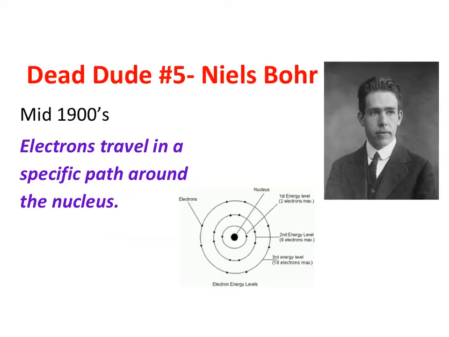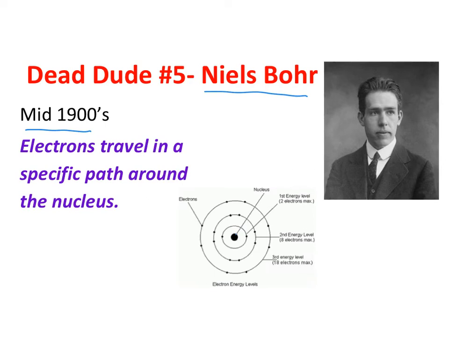All right, now in the mid-1900s, we have Niels Bohr. So all of this is happening really within 100 years, so we have a very rapid development in our atomic theory here. Niels Bohr took this theory a step further, and he said, yes, atoms are mostly empty space. Yes, there is a dense positively charged nucleus, and now we know that the nucleus is both protons and neutrons.